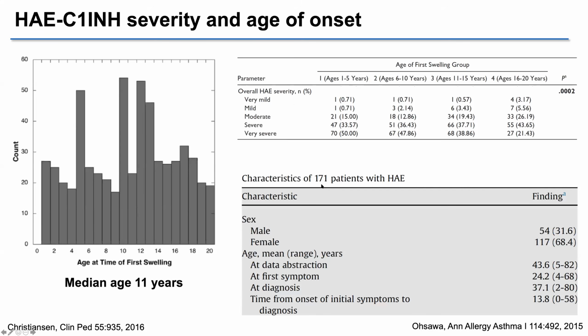But a Japanese group looked at 171 of their patients, and what they found is an age of first symptom of 24 years as opposed to in Caucasians. This is both European and US data, both suggest right around 11 years. So in Japan, the first swelling occurs much later, and the Japanese clinicians have always said their patients are less severe than what gets described in Caucasian patients.